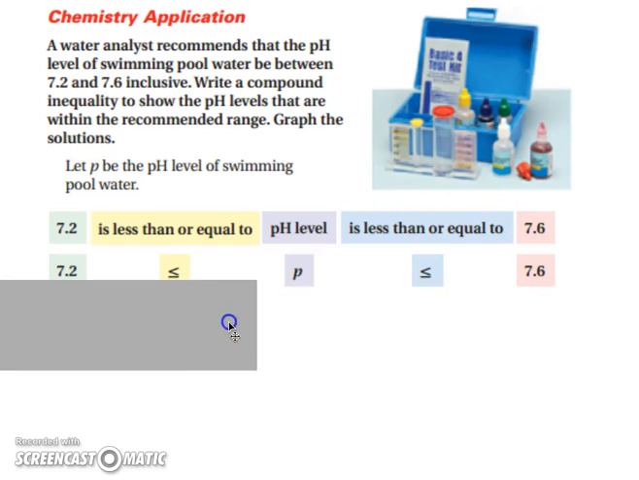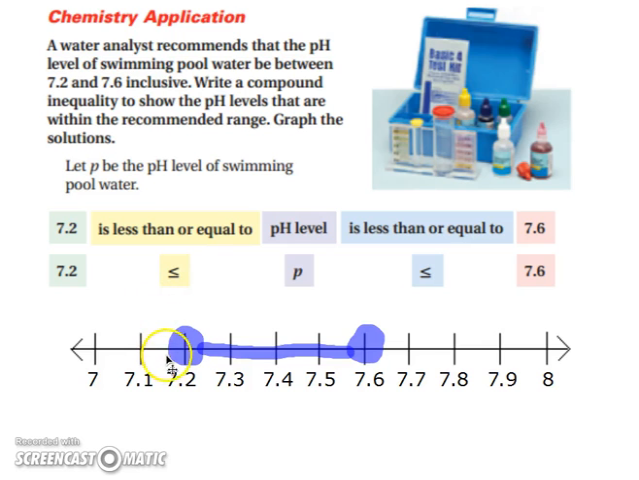So let's look at this symbolically. So we have 7.2 is less than or equal to P, which is less than or equal to 7.6. And now let's look at a graph. Alright, so we have a filled in circle, because it's a less than or equal to. So we have a filled in circle on 7.2, and a filled in circle on 7.6, and all of our values are between those two.